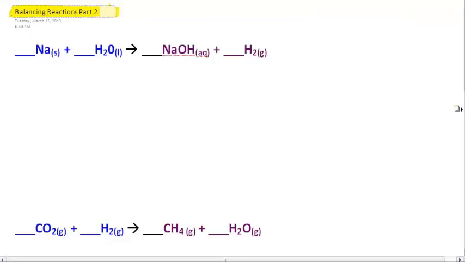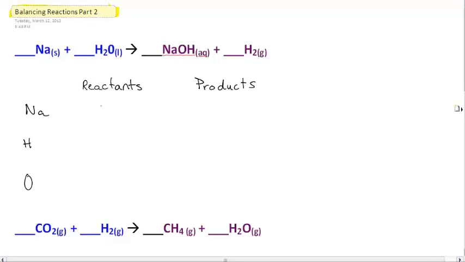So let's get started. Here we have a reaction between sodium metal, Na, and water, producing NaOH and H2 gas. I always start the same way. I always start by making a table where I list reactants first, then products, and I list all of the different elements present in the chemical reaction. So I've got sodium, hydrogen, and oxygen. Now I need to count up how many of each element I have in the reactants and how many of each element I have in the products.